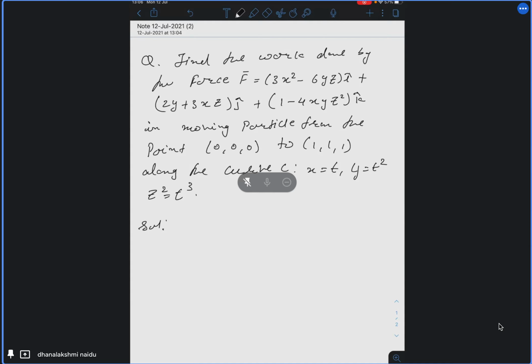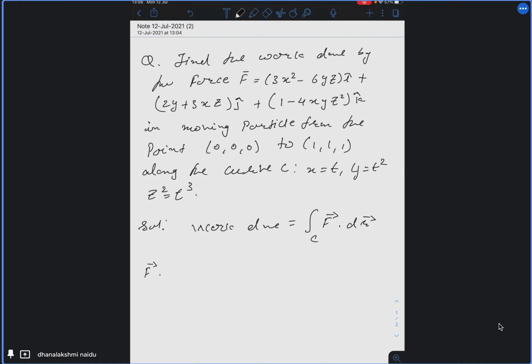The total work done is given by the integral along the curve C of F bar dot dr bar. You know what F bar is, and you know what R bar is, so you have dr bar also. First we will calculate F bar dot dr bar.